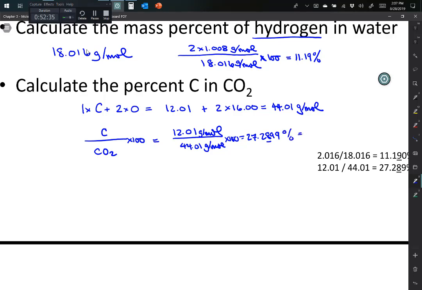I could do the mass percent of oxygen too. It will be 2 times the mass of oxygen. In fact, when they say calculate the mass percentages of a compound, then you have to do every single one. But if they say mass percent of carbon in carbon dioxide, you just do the carbon.